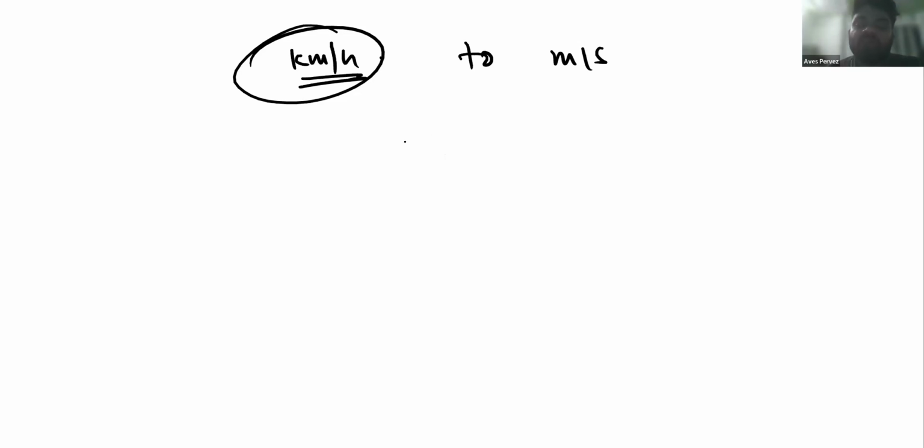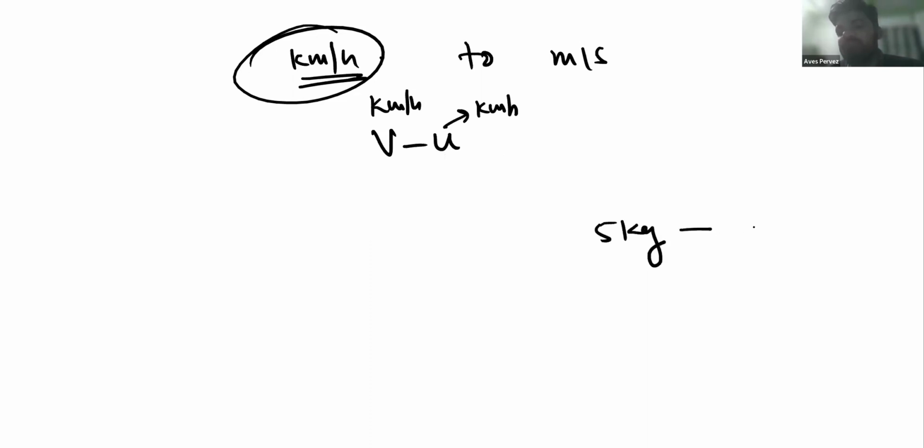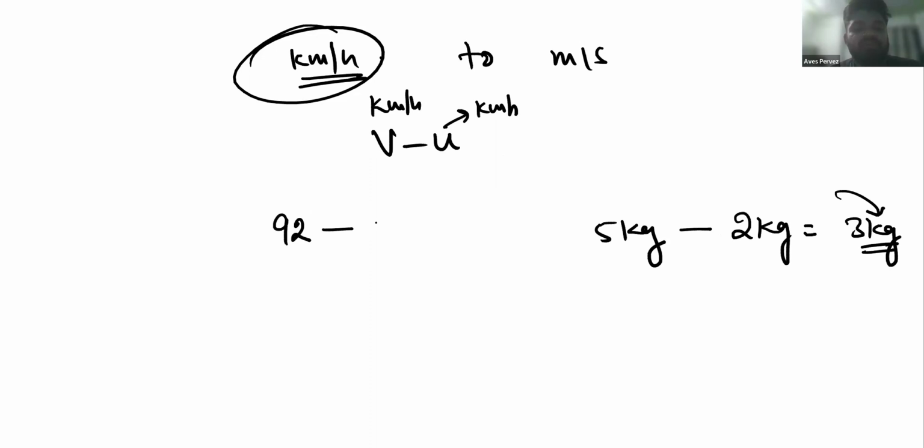Let me explain. You have V minus U. This is in kilometer per hour, and this is also in kilometer per hour. Like if I have 5 kg apples and you give 2 kg to someone, how many apples do you have? 3 kg. Still you are getting the value in kg, so do the difference first. You will get 92, the final velocity, minus 20 kilometer per hour. This is V, this is U.